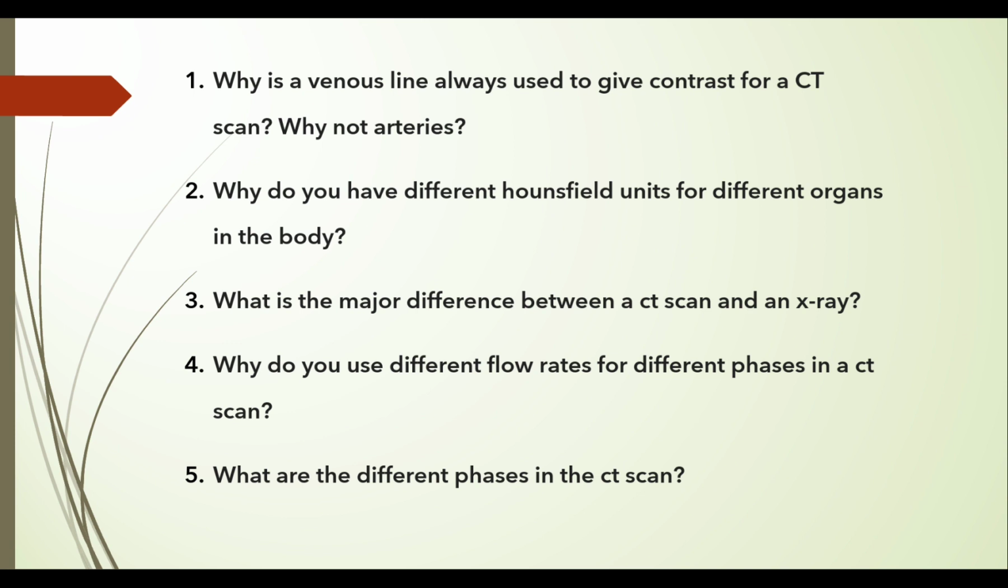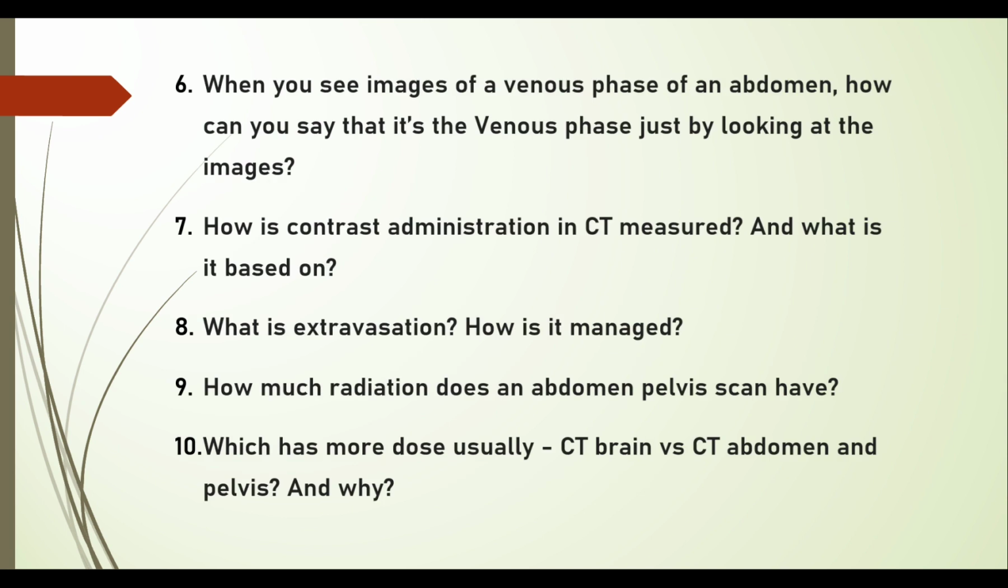What is the major difference between a CT scan and an X-ray? Why do you use different flow rates for different phases in a CT scan? What are the different phases in the CT scan? When you see images of a venous phase of an abdomen, how can you say that it's a venous phase just looking at the images?